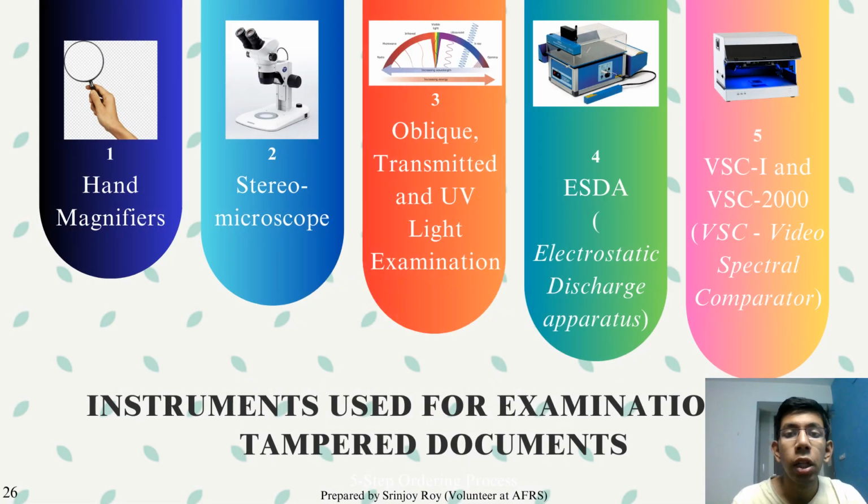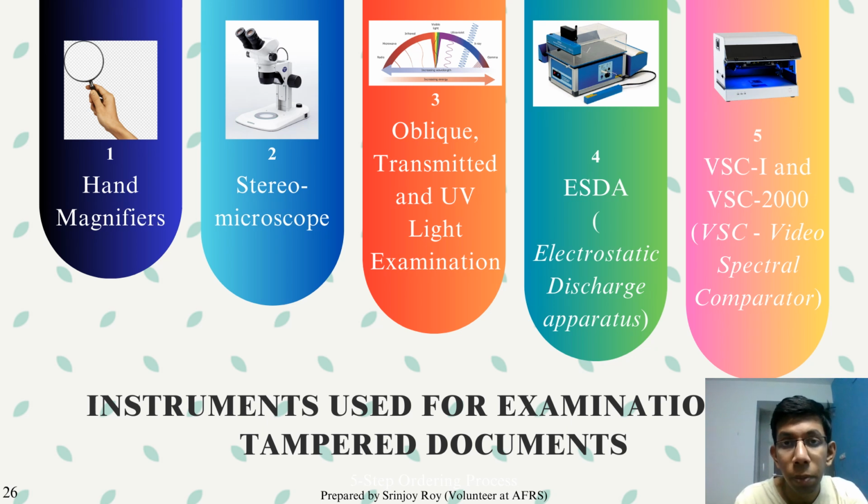And finally, moving on to the last topic, which is instruments used for deciphering tampered documents. The first is the hand magnifier. Using a hand magnifier, you can view minute details in the paper at 3x, 4x, or 10x magnification. That is the main purpose of the hand magnifier. Stereo microscopes help in studying the surface topography of an object.